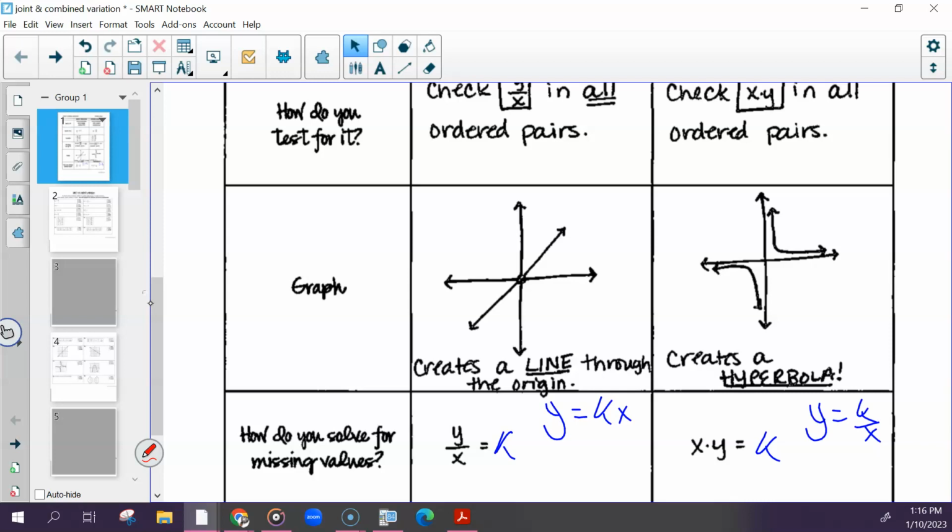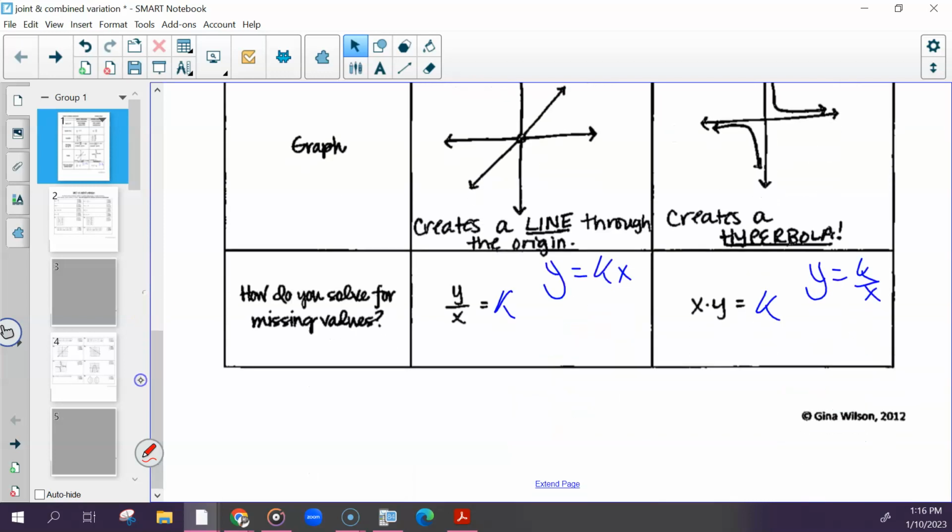Your inverse makes this shape. We didn't talk about what this shape is called, but it's called a hyperbola. So if it makes that shape, you know it's inverse. And then to solve for direct, do your y over x for k, and then put that back in and solve. For inverse, do y times x for k, and then put that back in and solve.